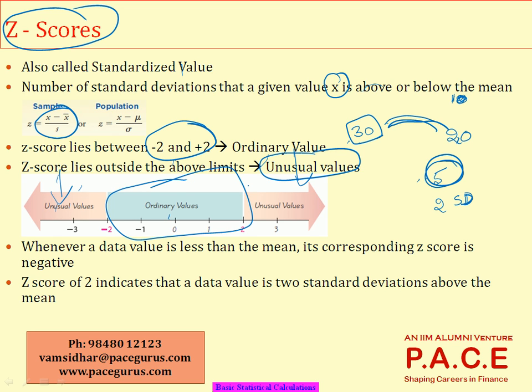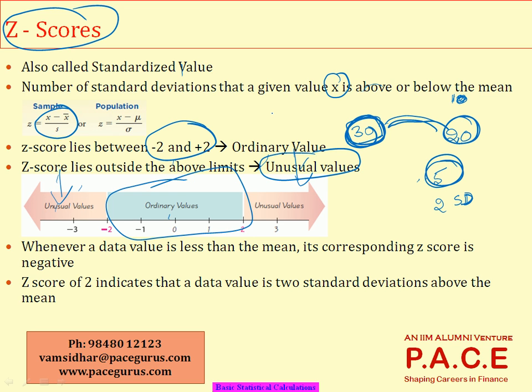Typically, if any value is greater than the mean, the z-score will be positive. If any value is lesser than the mean, the z-score will be negative. Just as an interpretation, if I get a z-score of 2, the simple way to interpret it is that the particular value is 2 standard deviations above the mean, 2 standard deviations greater than the mean. That is a simple way to interpret a z-score.